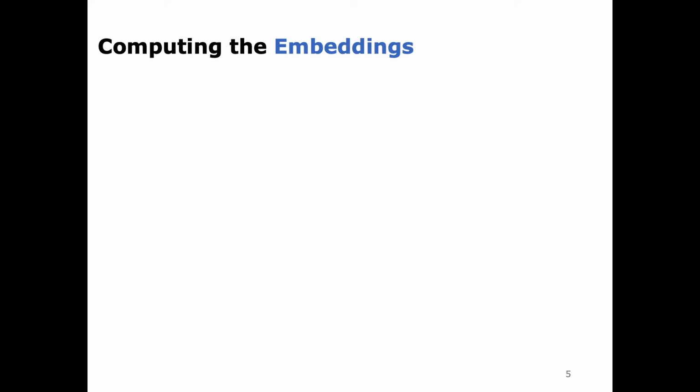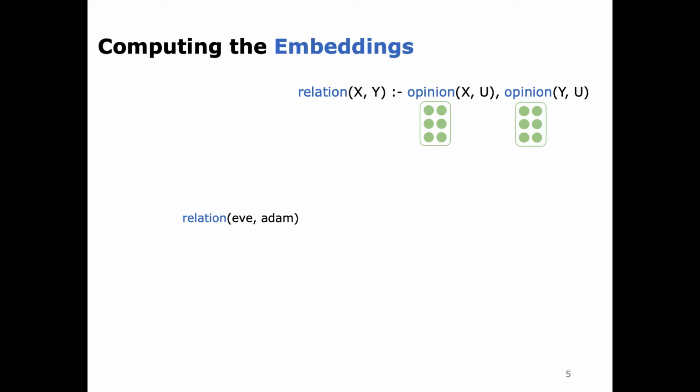Now let's see how the neural embedding is computed according to deductive rules. Let's use the example of the relationship between Eve and Adam. As I said, it depends on all the ways that fact is derived. Let's start with this way. This rule says their relation depends on their opinions on the same thing. Here are the parameters of this rule. In the database, we have their opinions on apples. So let's compute their contribution to the neural embedding that we want.